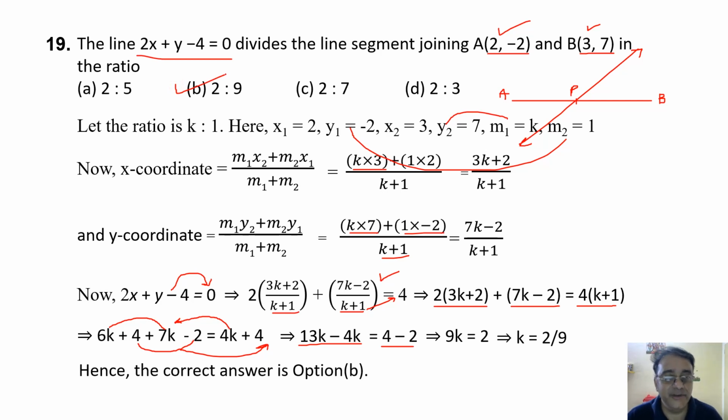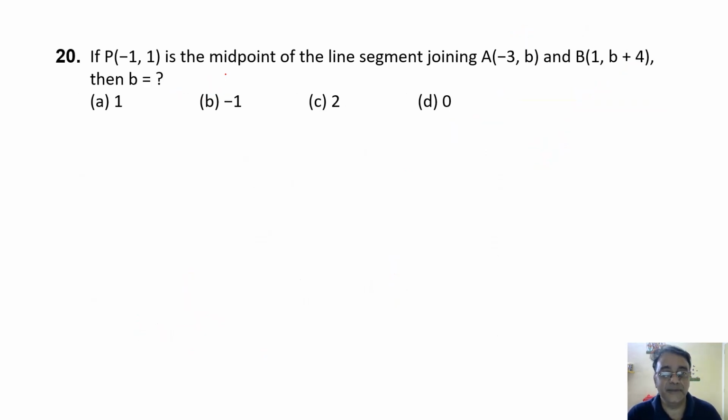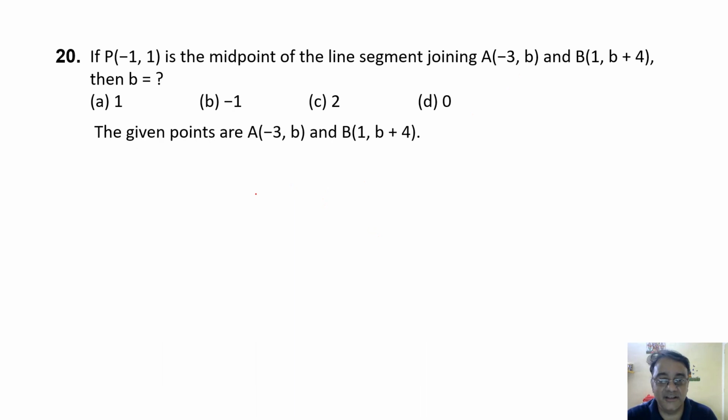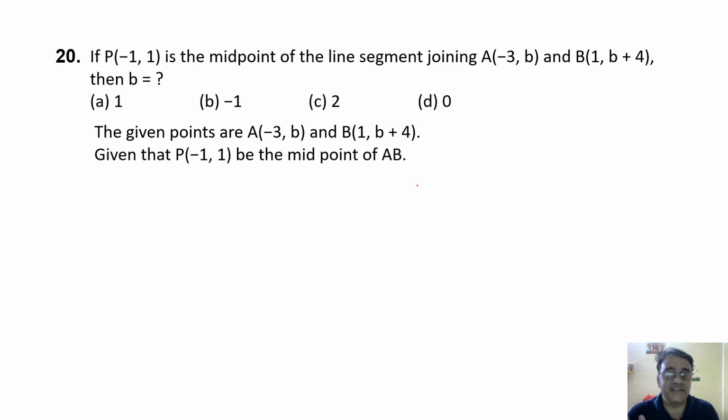So now we are moving toward the last question. If P minus 1 1 is the midpoint of the line segment joining A minus 3B and B 1B plus 4, then B is equals to what? So the two given points are A and B, and it is given that minus 1 1 is the midpoint of AB. And we know the midpoint formula, x is equals to x1 plus x2 by 2 and y is equals to y1 plus y2 by 2.